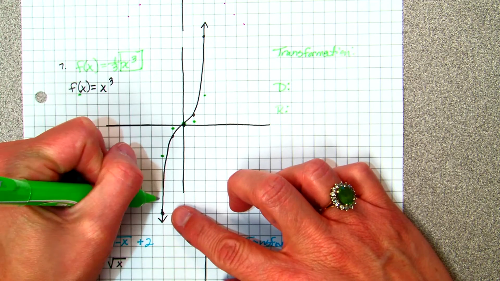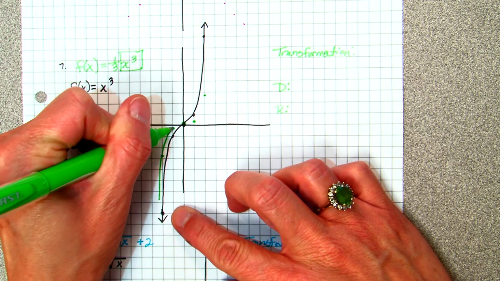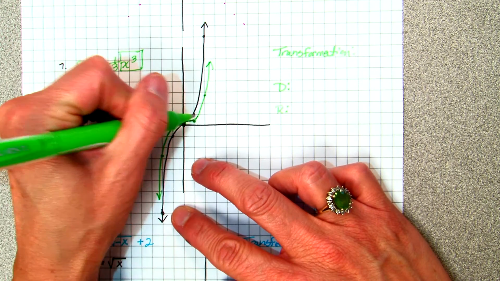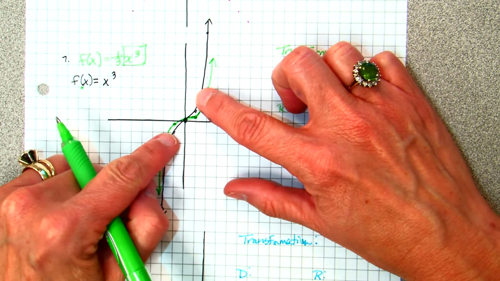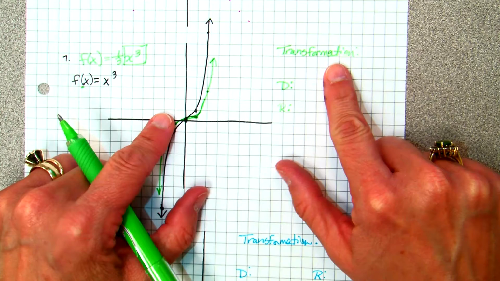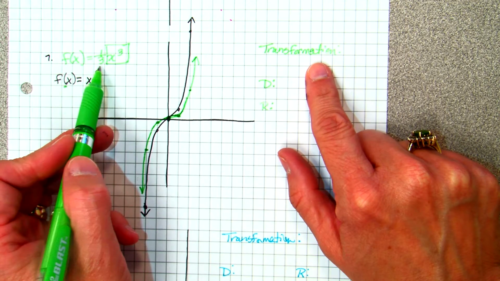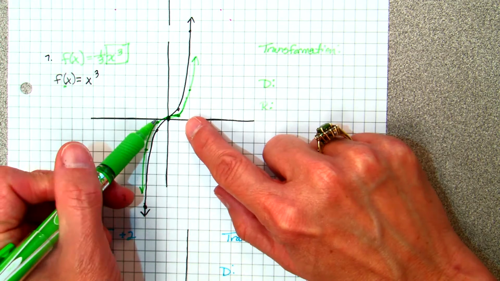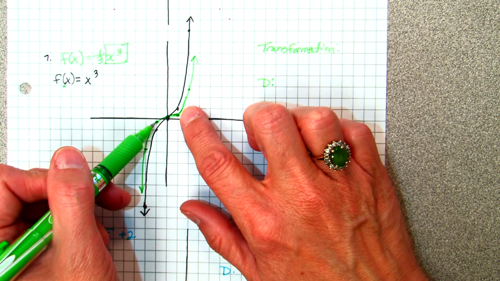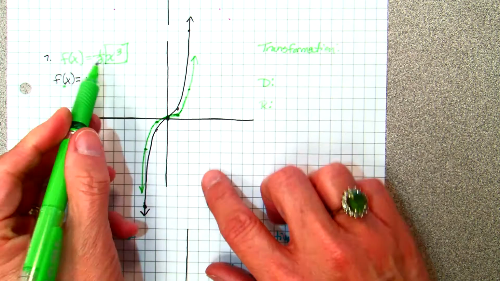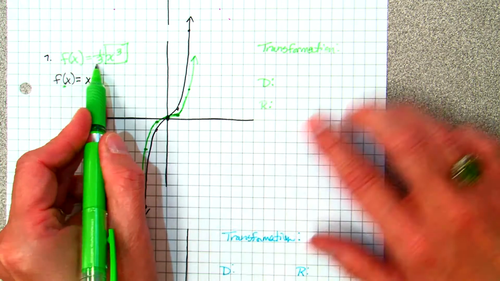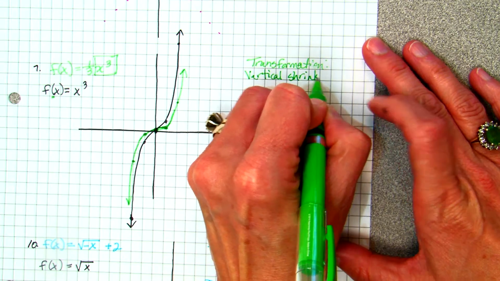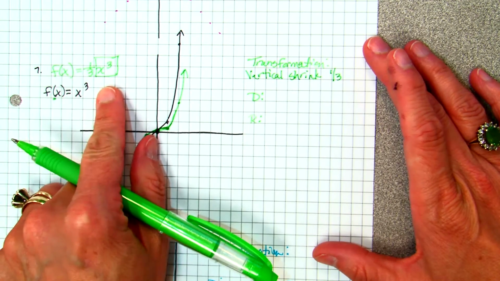So it has taken this black one and it is vertically shrinking it by 1/3. You see how it has taken this and squished it down vertically, okay? So the transformation on this one is a vertical shrink of 1/3. If this number is bigger than 1, it's a vertical stretch, and it would take these y values and multiply them by a number bigger than 1, so they're going to get bigger, so they're going to vertically stretch. But this number between 0 and 1, this fraction, that causes a vertical shrink of 1/3. And that is the only transformation that is happening to this parent function of x cubed.